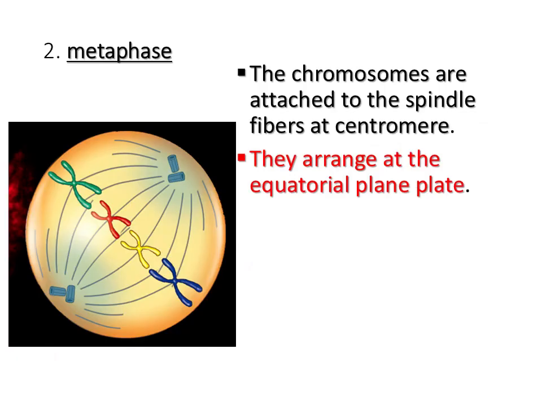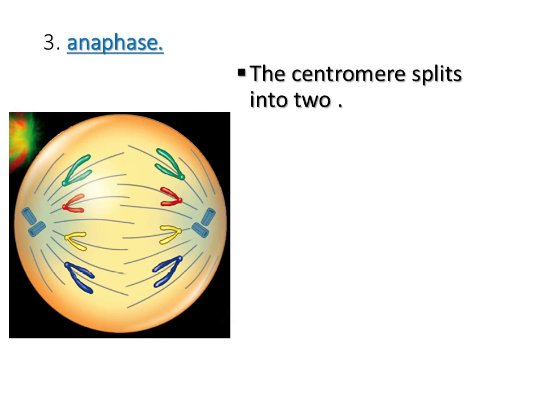During the metaphase of mitosis, we have the chromosomes attached to the spindle fibers at the centromere, and we have the arrangement of the chromosomes at the equatorial plate of the cell. During the anaphase, we have the centromere splits into two.